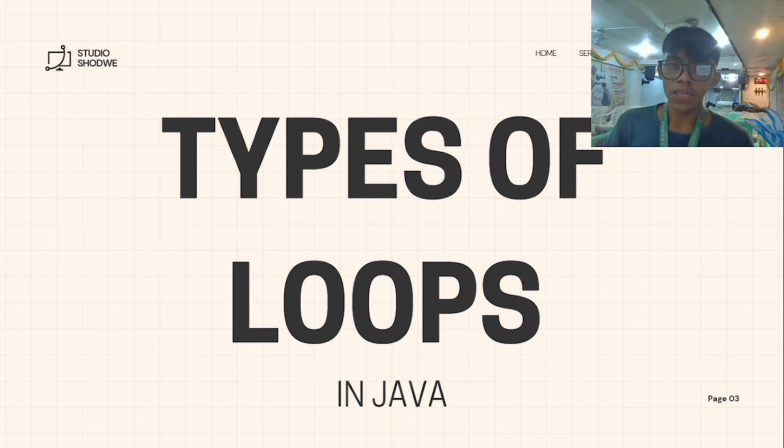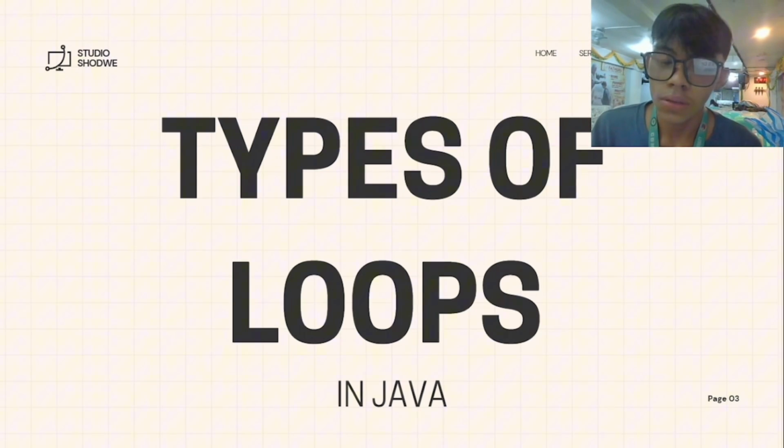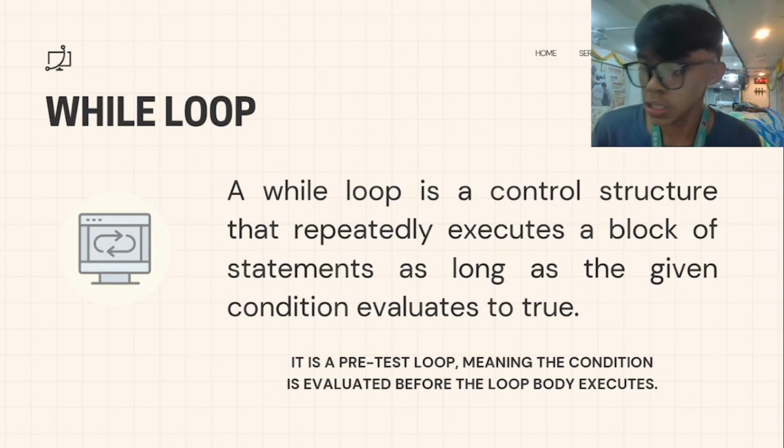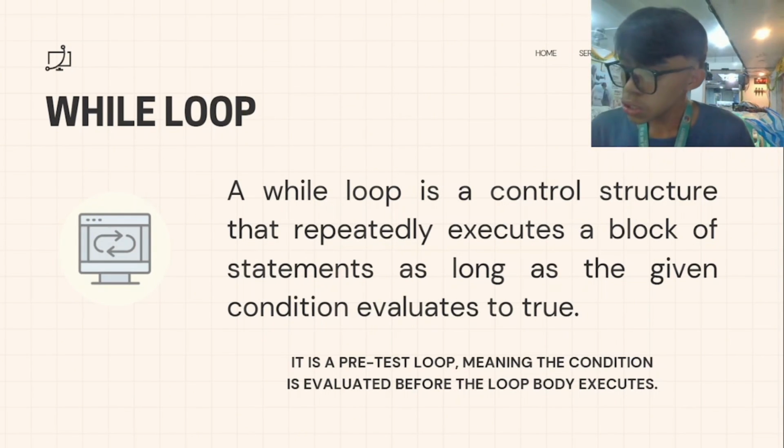So let's move on to the types of loops in Java. We have three types of loops in Java. First is the while loop. A while loop is a control structure that repeatedly executes a block of statements as long as the given condition evaluates to true. It is a pretest loop, meaning the condition is evaluated before the loop body executes. So if the condition is true, the loop runs. If it's false, of course the loop stops, or sometimes doesn't even run at all.